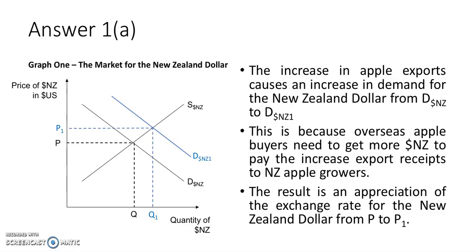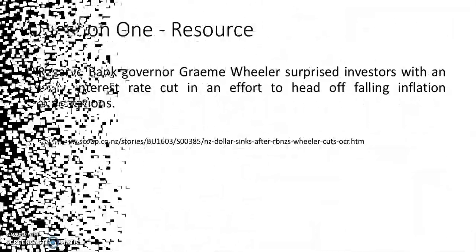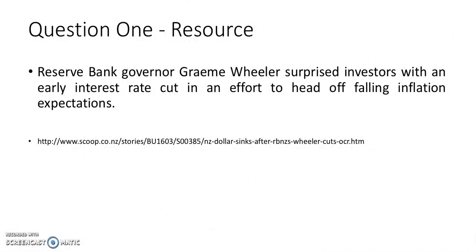An alternative question, which we see in the same exam question, is interest rates. It's quite common to have one question focus on something that moves demand or supply, and then the second part to focus on interest rates, which affects demand and supply. So in this case, Graham Wheeler, Reserve Bank Governor, is going to cut interest rates.